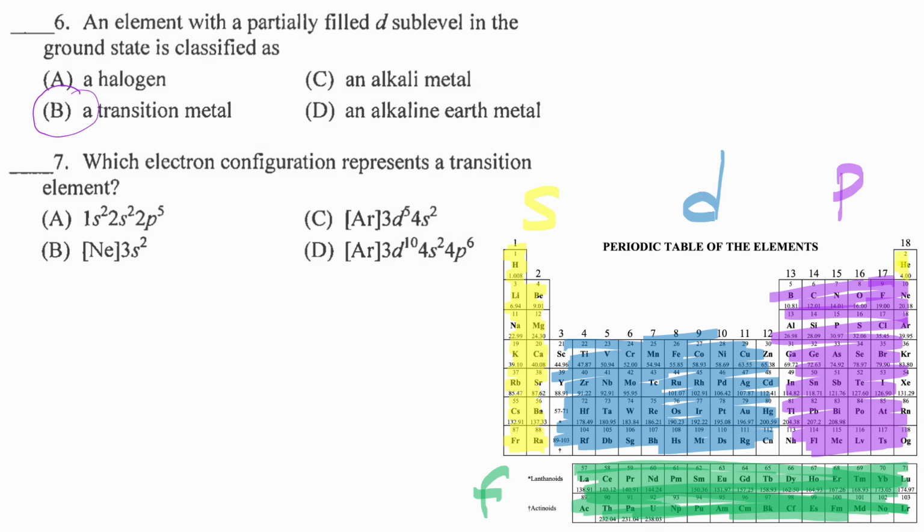And then number 7, which electron configuration represents a transition element? I am aware that they put the D sublevel before the 4s, which is incorrect. However, you should have still been able to figure out that C was the right answer because it is a partially filled D sublevel, which shows that it's ending in the transition metals. So C would be your answer here.